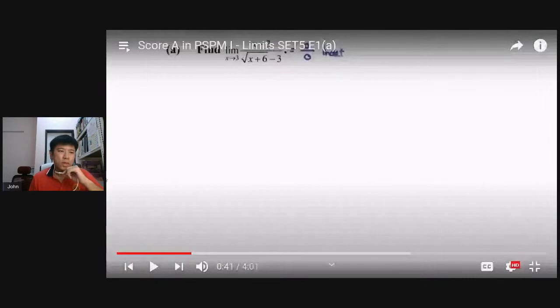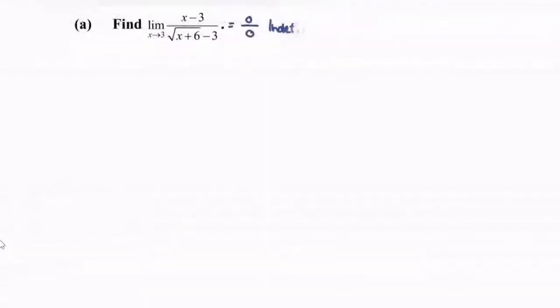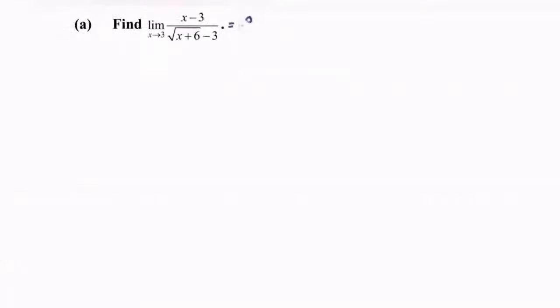Okay, so kindly refer to the first question. We have the question for limits, to obtain 0 over 0, which is what we call the indeterminate form.